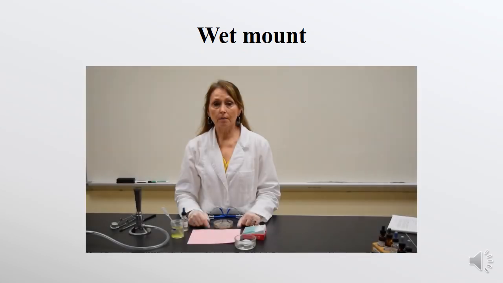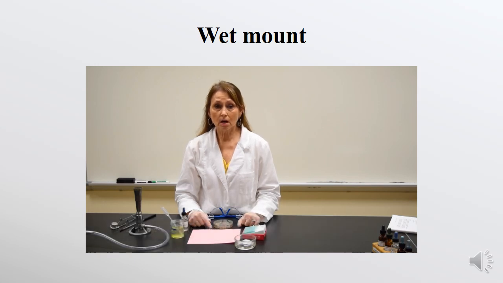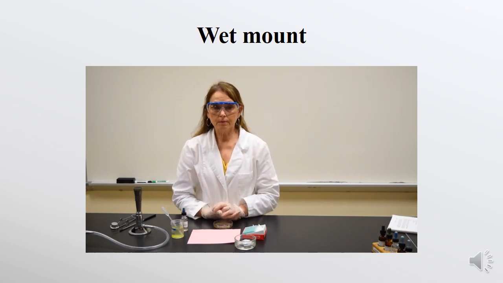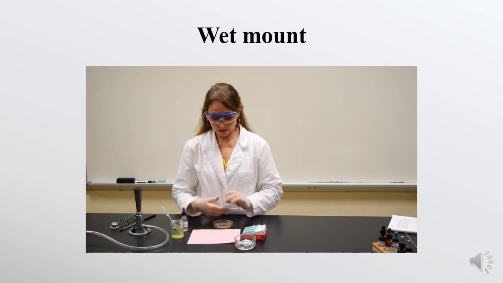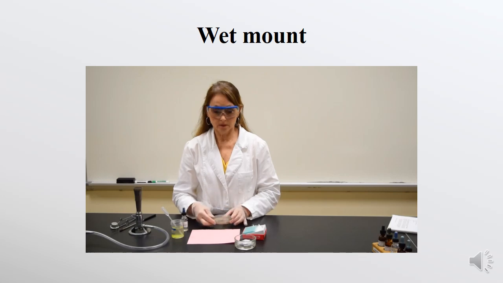Okay, this video will show you a demonstration of how to prepare a wet mount. The purpose of doing a wet mount is to check for the motility of a cell and also the size of a cell. Make sure your gloves and your goggles are on. I'll be demonstrating how to do a wet mount when the starting material is a liquid, and when the starting material is coming from a colony on a Petri plate.